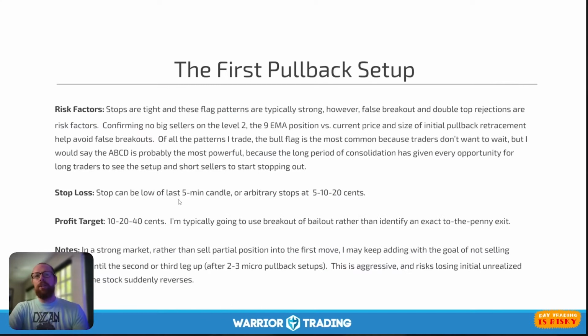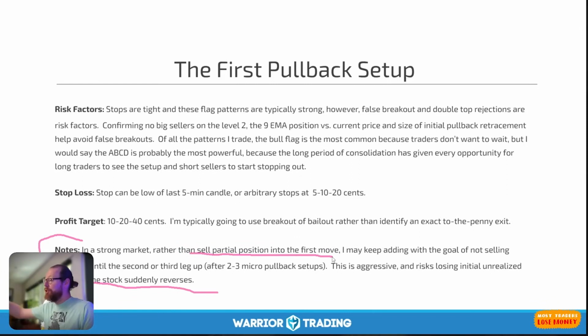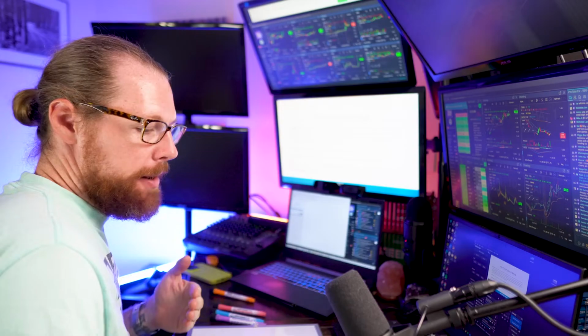So with a stop loss at the low of the last 5-minute candle, you can use that 5% stop, or you can use an arbitrary stop based on cents per share, or based specifically on the actual low of that candle. In a strong market, it's worth noting that rather than sell my position through the first move, I may keep adding to my position. So if our stop is 5%, our profit target is 10%.